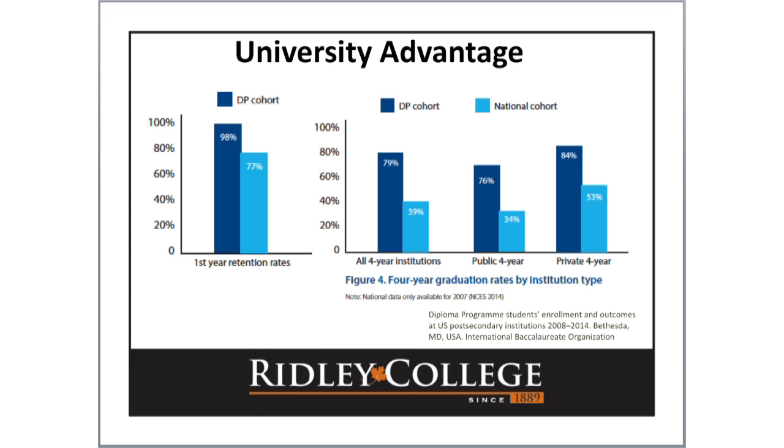And you can see they distinguish between public and private universities here. Remember, this is a US study. But in the private 4-year university, 84% of diploma students finish in 4 years versus 53% of the national cohort. For all institutions, it's 79 versus 39% of students who finish in 4 years. And this is not a small study. This is an enormous study that was done between 2008 and 2014.